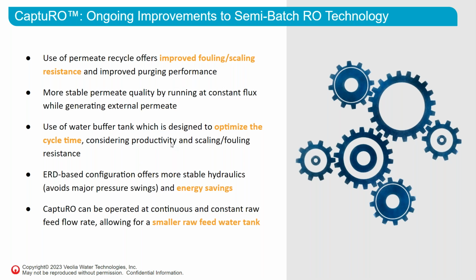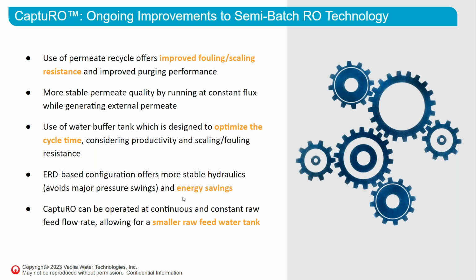Another thing, we use this water buffer tank, and that's designed to optimize the cycle time. Because if you don't have enough volume in the system, you're going to cycle back and forth too quickly between production, your service step, and your purge step. So, considering the productivity and the scaling and fouling resistance, this optimizes our cycle time. And then, as I showed you in the examples, the ERD-based configuration that we have offers more stable hydraulics and avoids pressure swings, and it gives energy savings. The energy recovery device actually kind of dampens pressure variations and allows for a very smooth operation, we found.